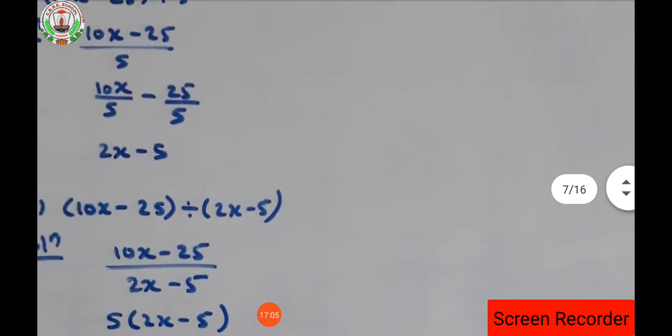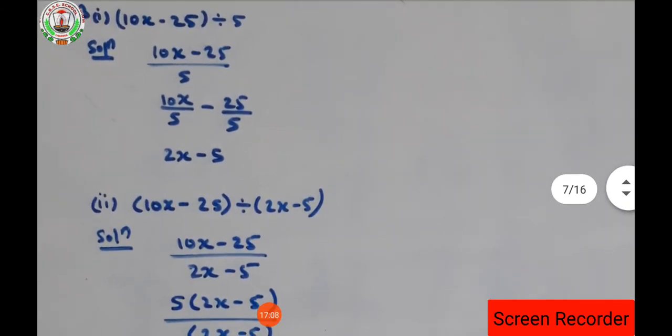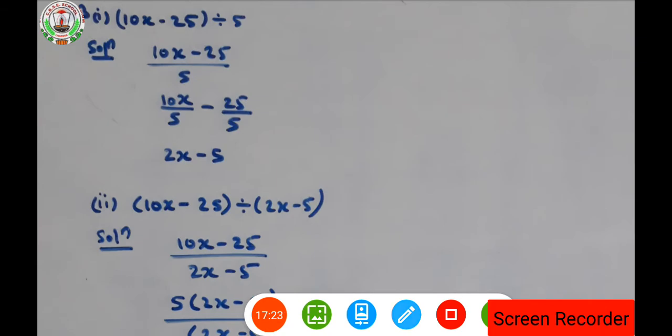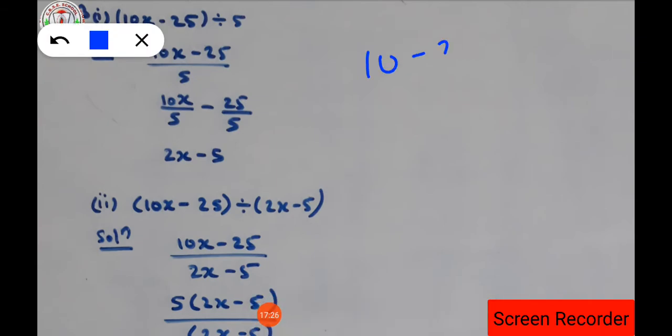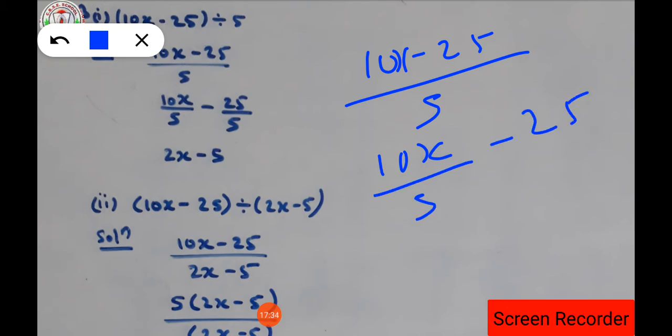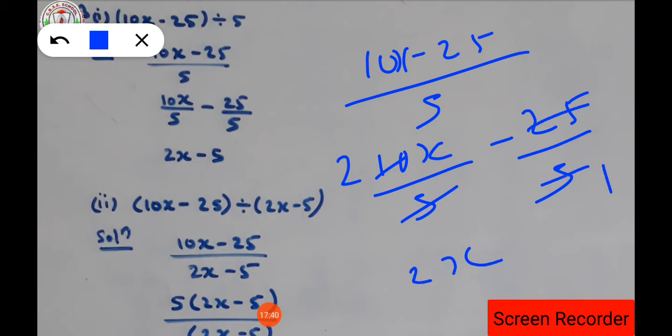Clear? Next, what is said in the next question? In question number 3, again it is said that you have to do the division. Carry out the division. So 10x minus 25 divided by 5. So 10x minus 25 will be divided by which number? Will be divided by 5, isn't it? So separating the numerator and denominator, 10x upon 5 minus 25 upon 5. This will get cancelled. 2x is left. 5 ones are 5, 5 ones are 5, and 5 fives are 25. So what is the answer over here? 2x minus 5 is the required answer.